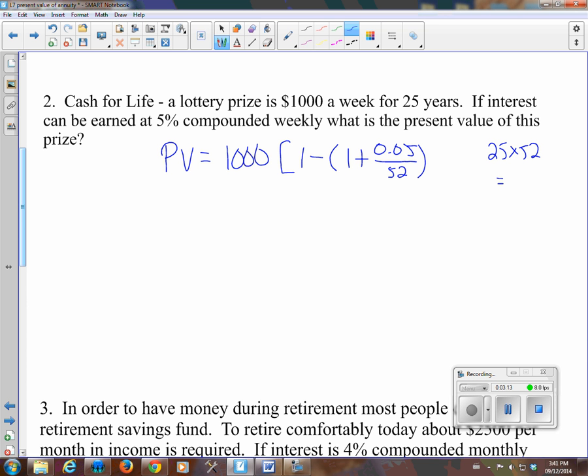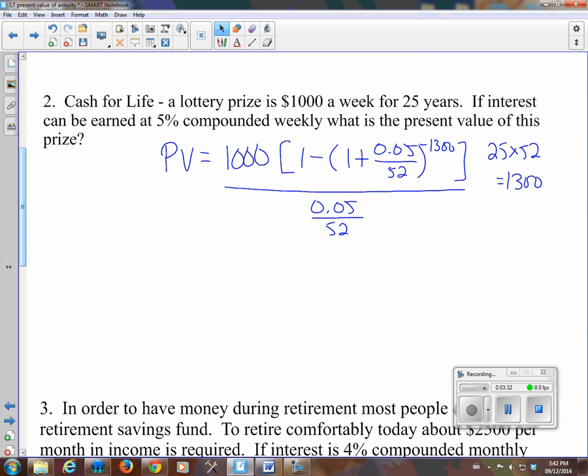My exponent, 25 years times 52 weeks in a year, would mean my exponent would be 25 times 52, 1,300. So negative 1,300. All of that divided by the interest rate, 0.05 divided by 52. Okay. So I'm going to pause for a minute and do my calculation, you too, and we'll see if we get the same answer. So we would have a present value of $741,856 roughly for $1,000 a week for 25 years.